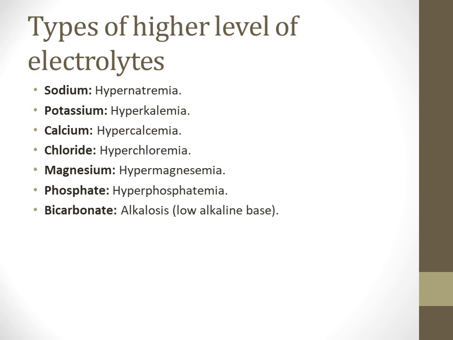If there is a higher level of sodium, too much sodium in our body, that is known as hypernatremia. Hyper is always for increased level. So increased sodium in our body leads to sodium electrolyte imbalance, known as hypernatremia. Potassium: increased potassium level is known as hyperkalemia. Calcium: increased calcium level is known as hypercalcemia. Chloride: increased chloride level is known as hyperchloremia. Magnesium: increased magnesium level is hypermagnesemia. Phosphate: hyperphosphatemia. And bicarbonate: alkalosis, or a low alkaline base. So these are all the major types of higher levels of electrolytes.